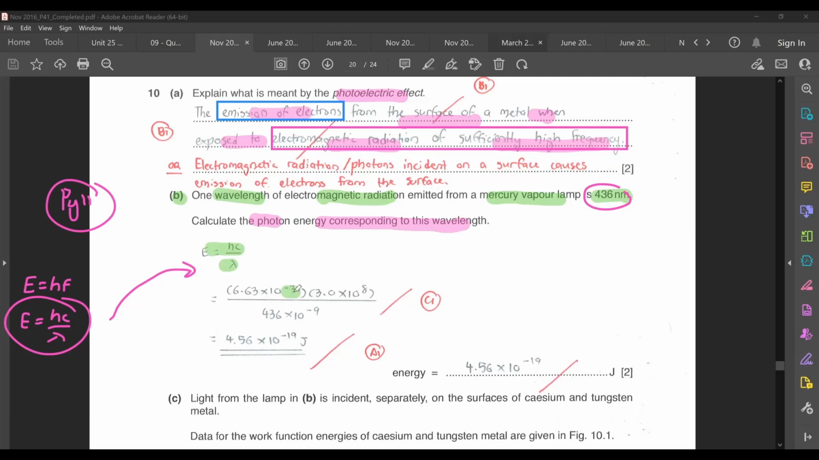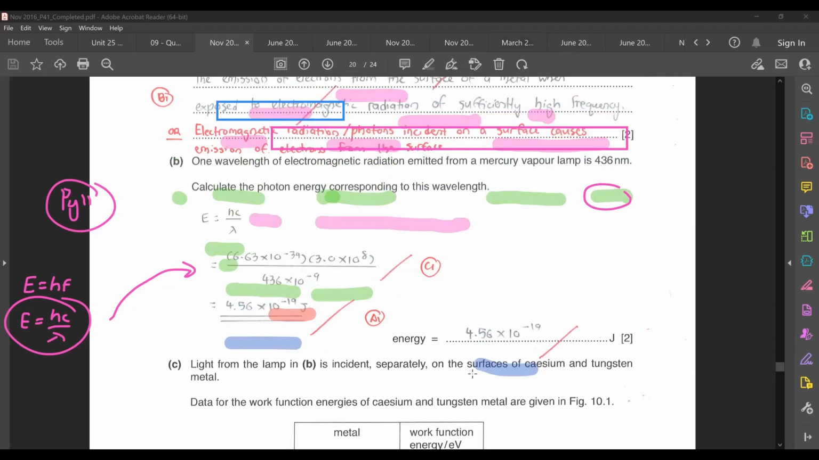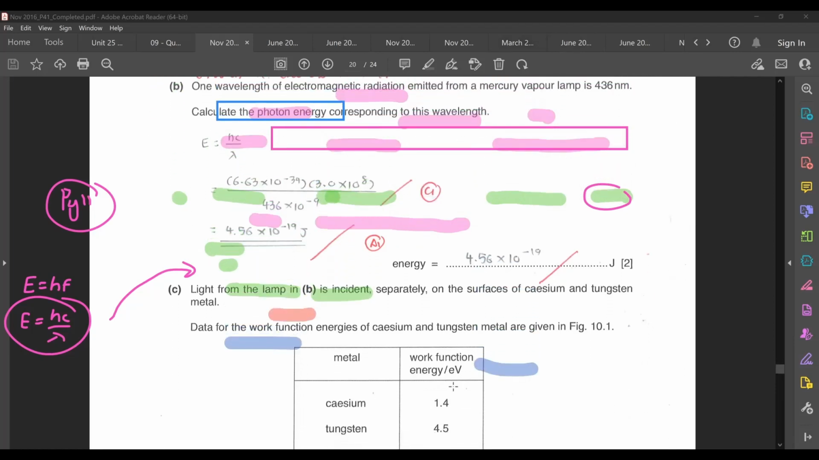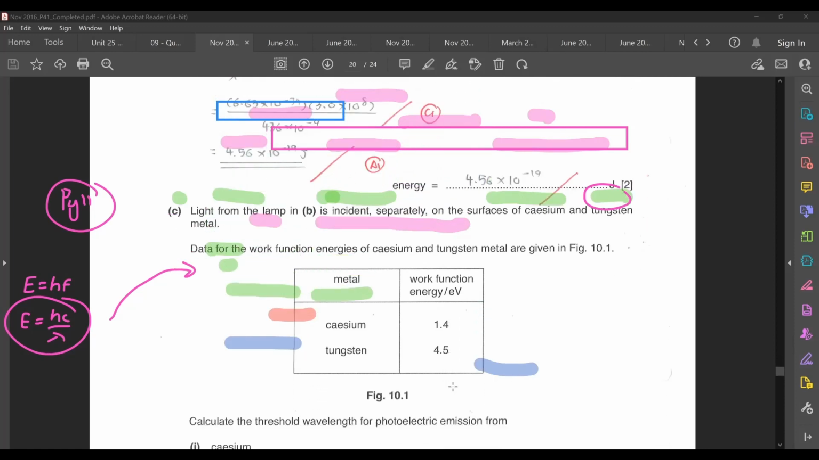h is your Planck constant. You get it from your data sheet on the second page of your exam paper. Because it's EM radiation, it must be moving at the speed of light, so it's 3 times 10 power 8. And when you're talking about your wavelength, just remember to change it to meter from nano. So your final answer would be 4.56 times 10 power minus 19 joules. Just like that. So this one, no issues. Then you move on to the next part.